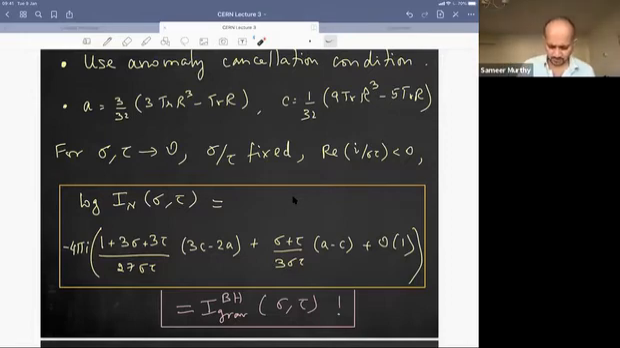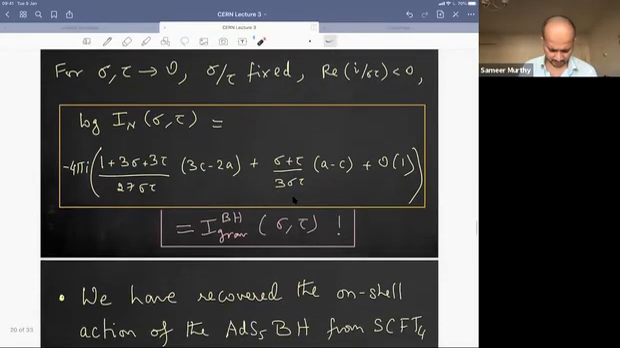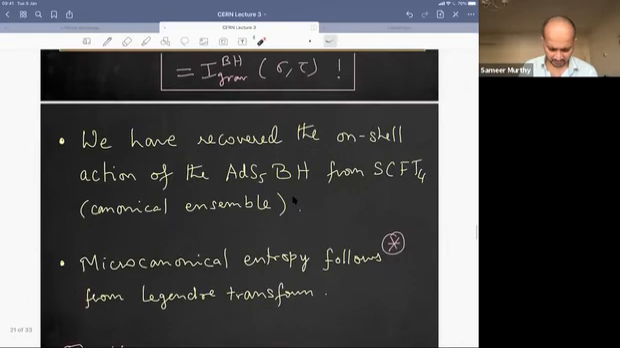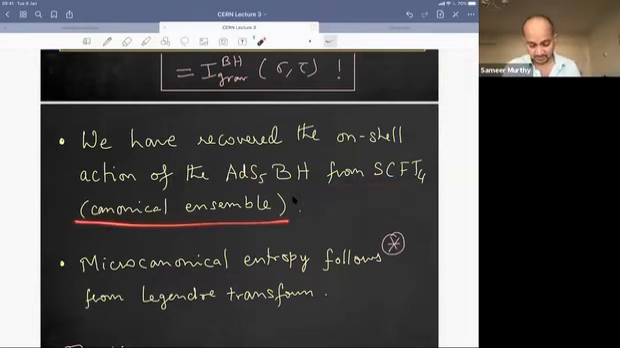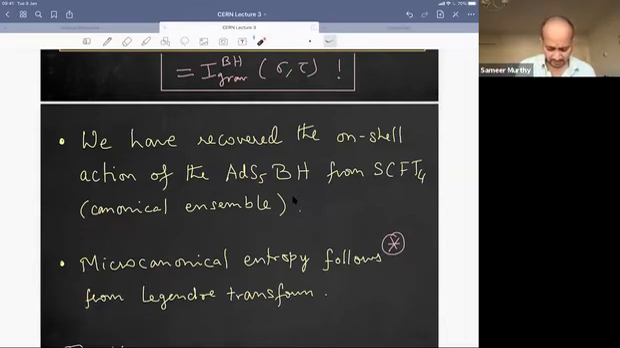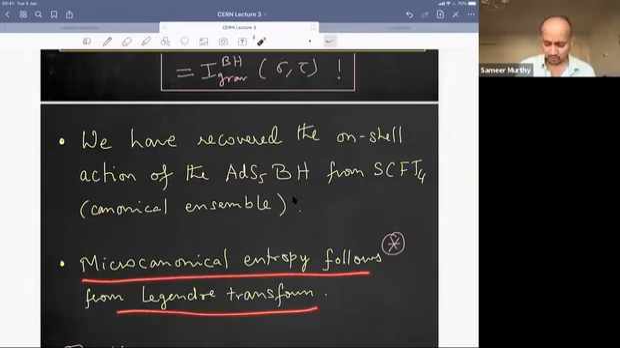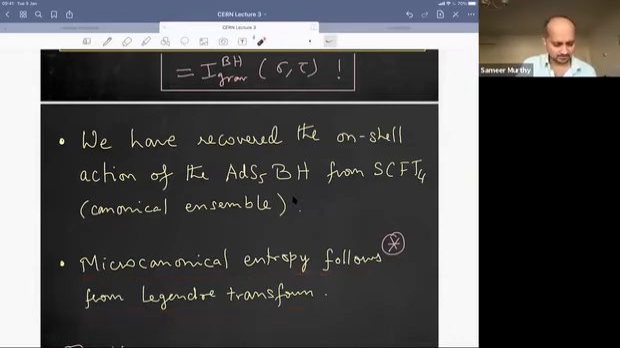So that was the general result. I didn't derive this for you, but this is in the papers. So what we have done is to recover the on-shell action of the AdS 5 black hole from the superconformal field theory in the canonical ensemble. We just did that in this Cardy-like limit. And the microcanonical entropy, as we already saw, follows from the Legendre transform. Any questions about this?